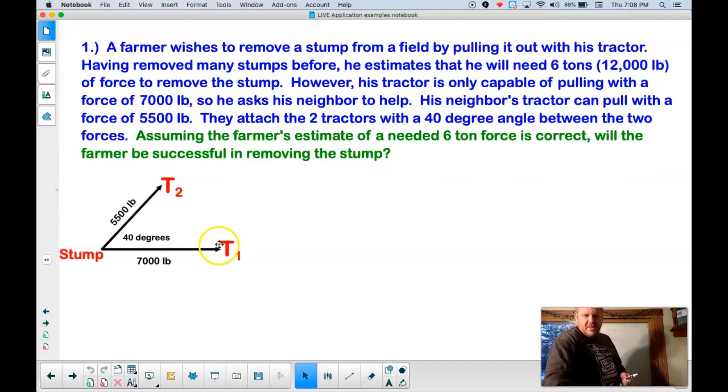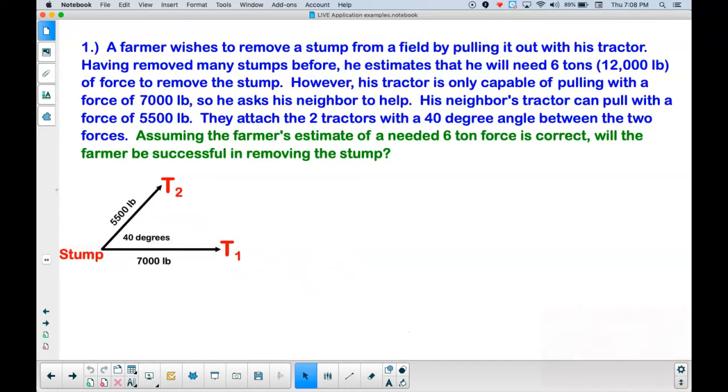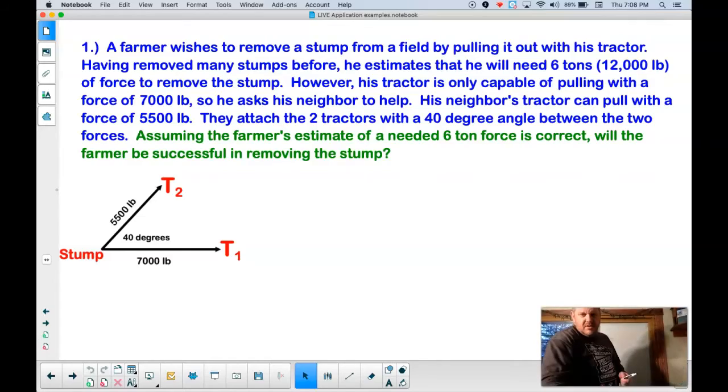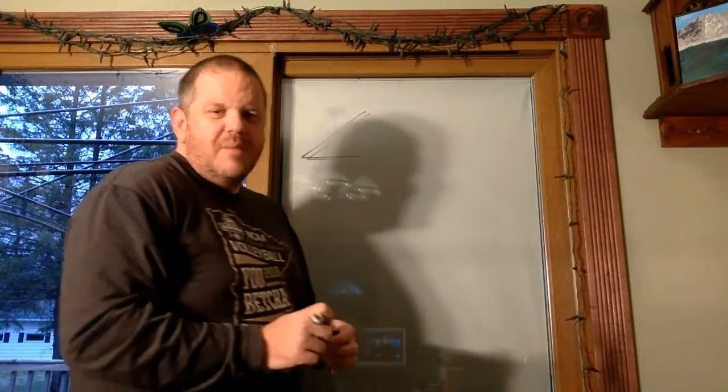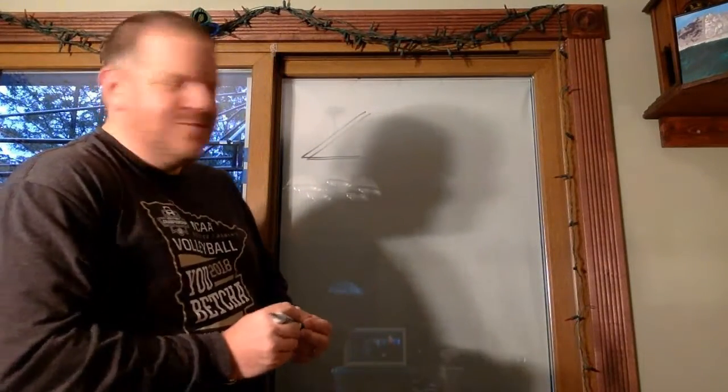Which, by the way, my makeshift whiteboard. Let's see, why doesn't that work? No. There you go. My makeshift whiteboard also is my patio door.